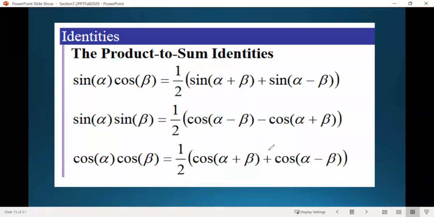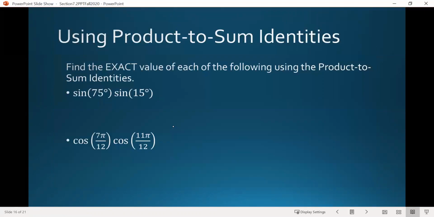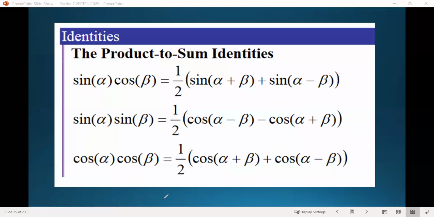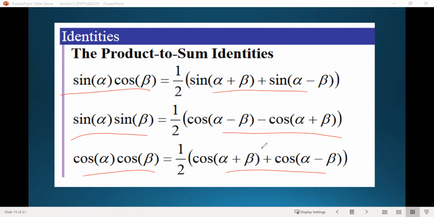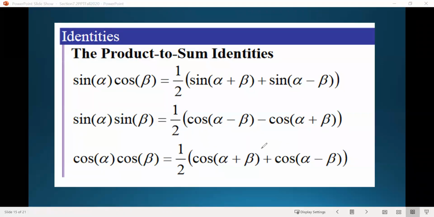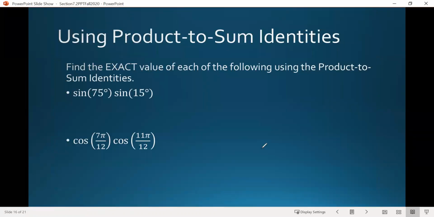Some new identities. So these are the product to sum identities, which hopefully it makes sense why they're called that. Right here we see on the left, all of these things here are products. And then the things we see over here are sums or differences. So that's why it's called the product to sum. And this is, again, a set of identities that you don't necessarily need to memorize, but as with the previous ones, you are expected to know how to use them. Okay, so let's look at some applications of these.